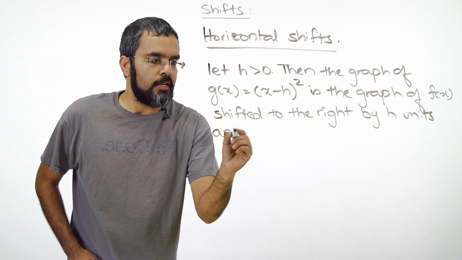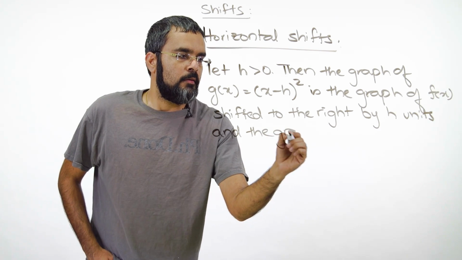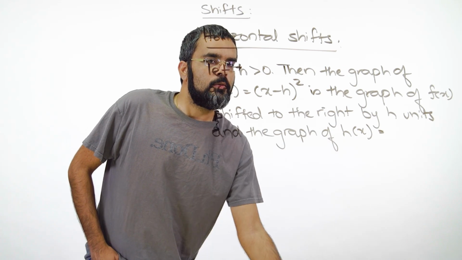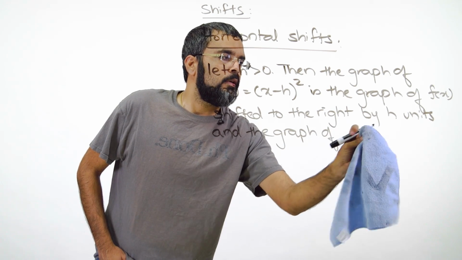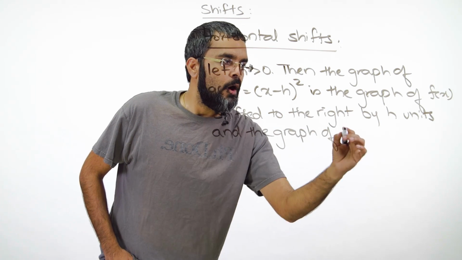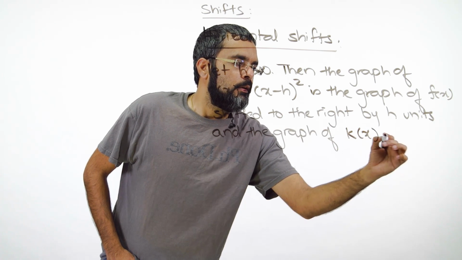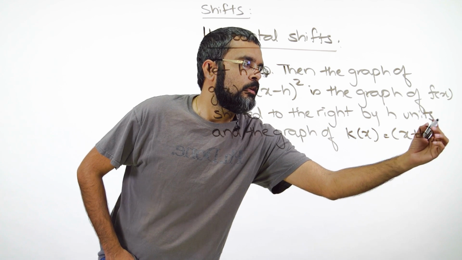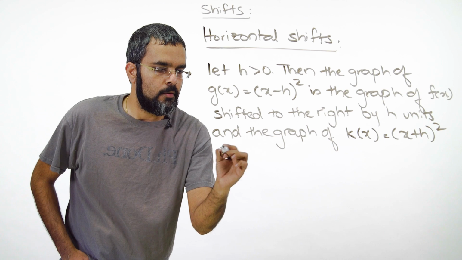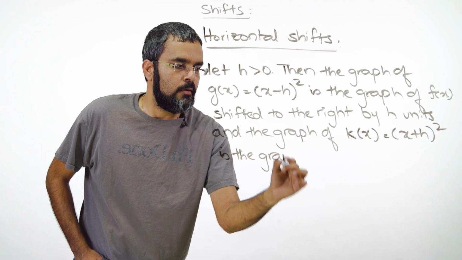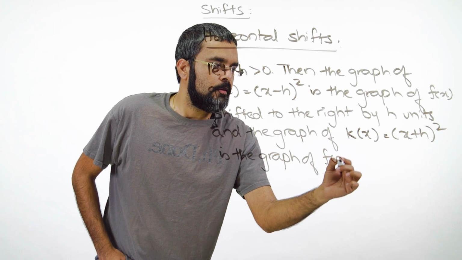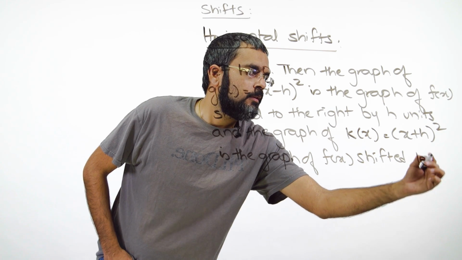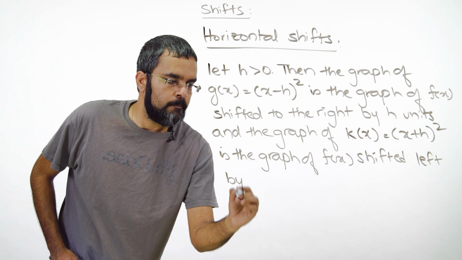And the graph of k(x) = (x + h) squared, let's use a different letter here so we don't get confused, is the graph of f(x) shifted left by h units.